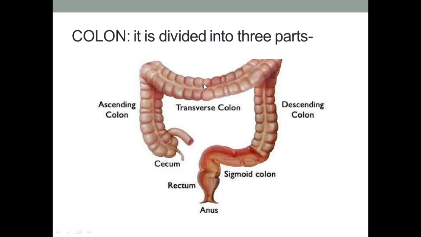This descending colon is responsible for storing the remaining digested food before it passes through the rest of the colon and rectum for elimination. This descending colon next leads to the rectum, which is the last part of the large intestine, and next it moves out through the anus.